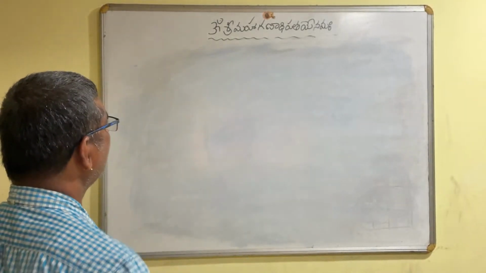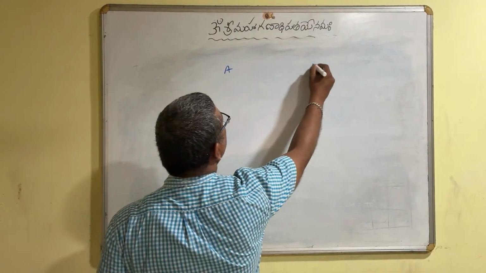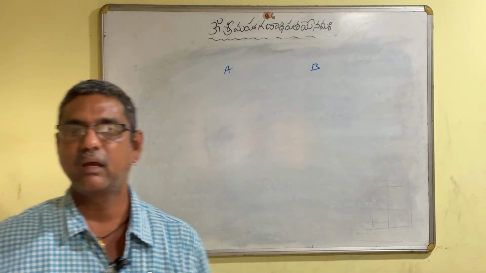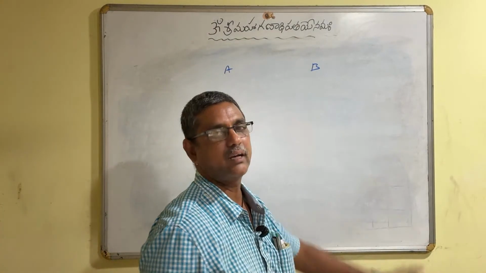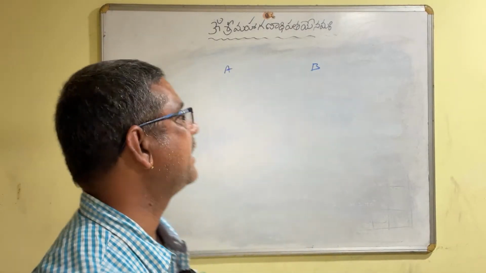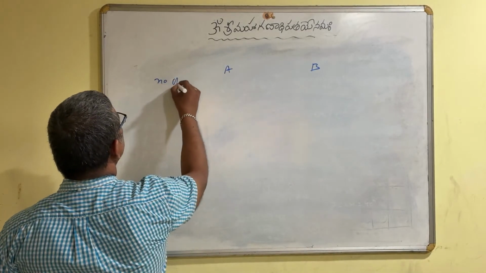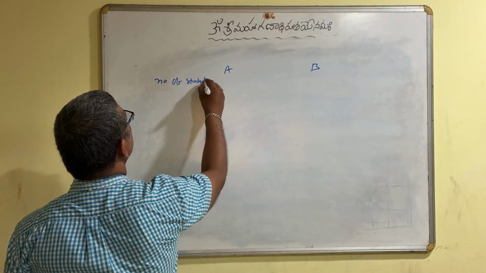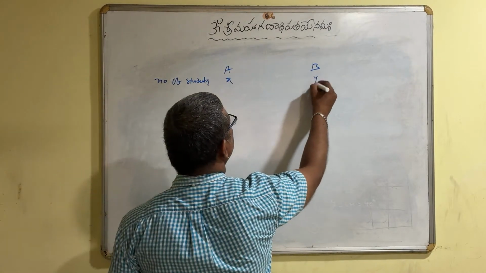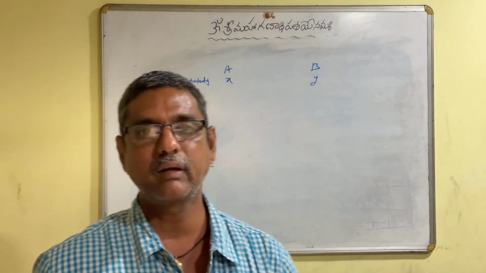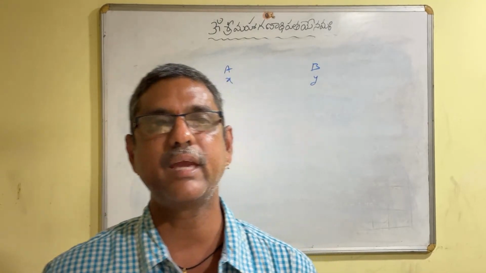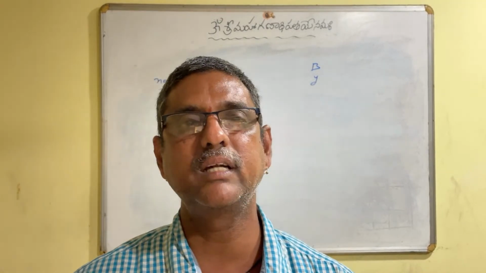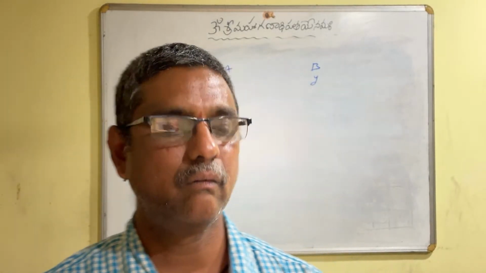This is the question. Once again, there are two classrooms, A and B. And we don't know how many students are there in A and how many students are there in B. Let the number of students in A be X and in B be Y. Number of students in classroom A is X and the number of students in classroom B is Y.